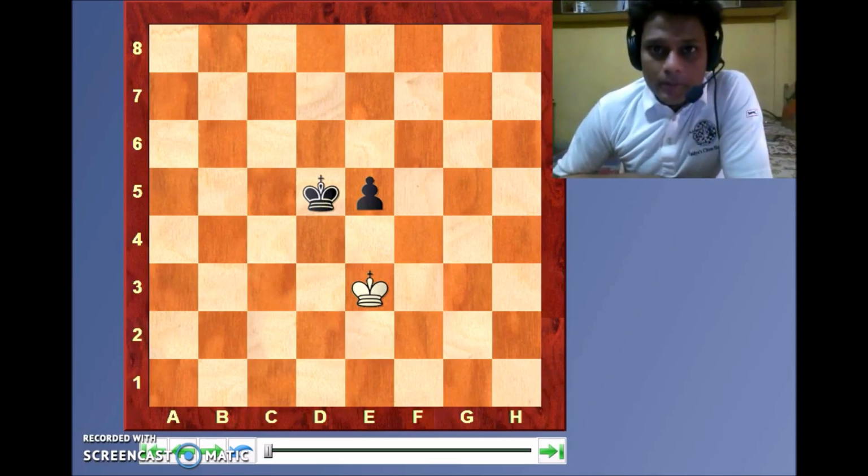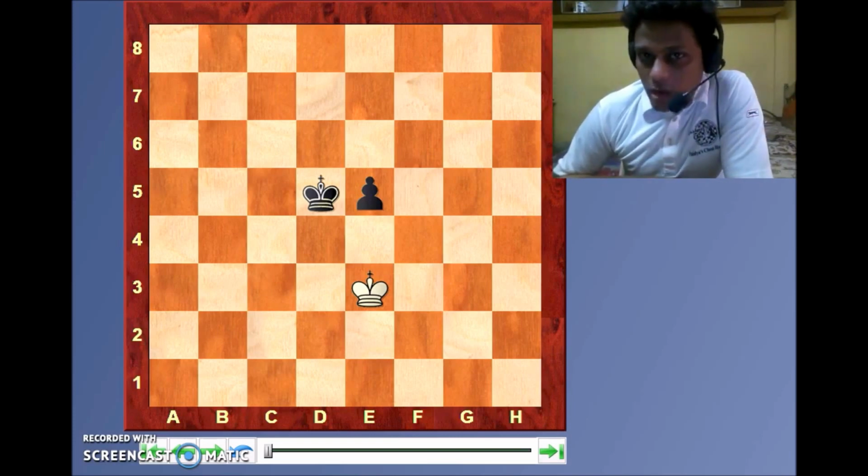We are going to learn how to manage a draw when you have the opposition. Although your opponent might have an extra pawn, if you have the opposition like in the position we are going to study, and you play accurately, you will be able to get a draw and get half a point out of that game. But it's very important that you play accurately and understand the basics.